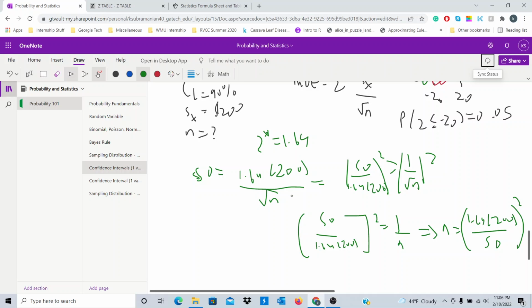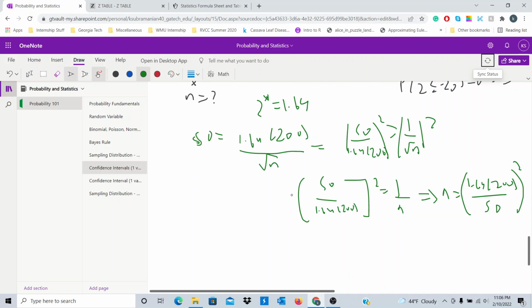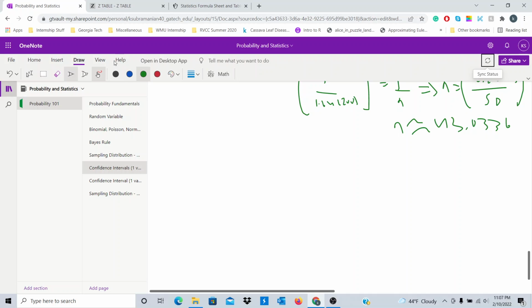So this is what we're going to do to find the sample size, and we punch this expression into our calculator. So we see 1.64 times 200 over 50, and when we square, our sample size n is approximately 43.0336.